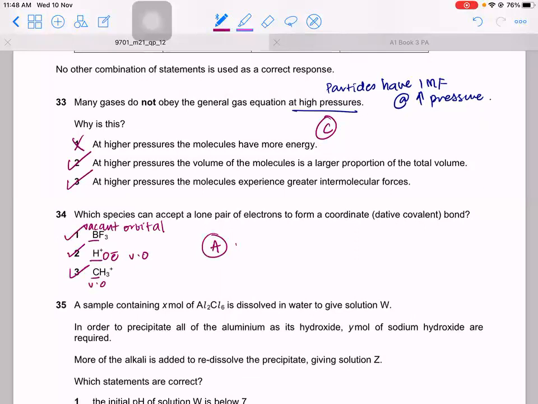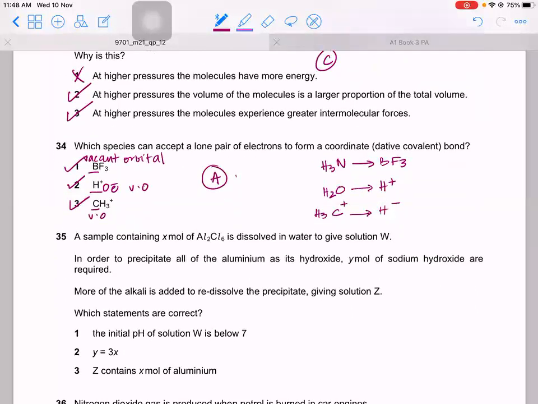And we've seen examples. Do you remember we saw the example of NH3 with BF3, where you had a dative bond from N to B? Yes, I'd rather show it like this. NH3 making a dative bond with BF3. H2O making a dative bond with H plus. And CH3 plus making a dative bond with a hydrogen, or H minus. Clear? We've seen these examples.